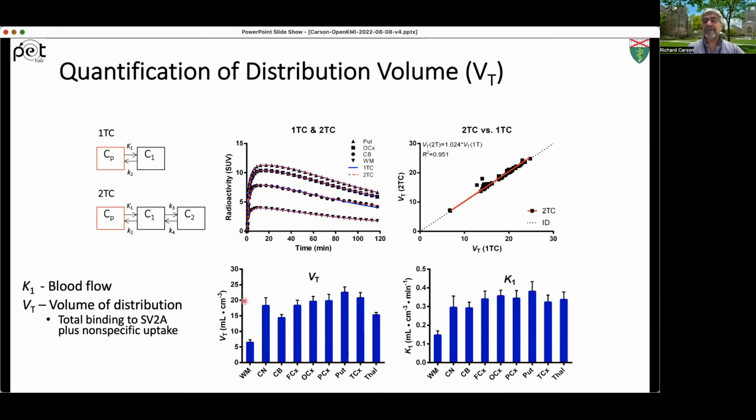We get values of like 20. It means 20 to 1 against the blood in the gray matter, much lower in the white matter. But we also get a K1. We get two for the price of one. K1's telling us something about the delivery, about the blood flow. And it's not equal to blood flow because this tracer doesn't cross into the tissue as easily as, for example, water, but we are getting something that's sensitive to that, as I'll show shortly. And then we can do that analysis.